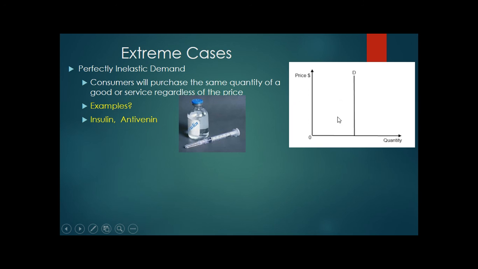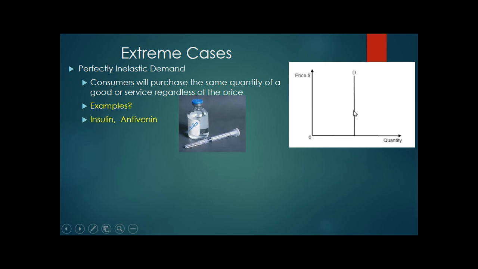Antivenin is the same way. You get bit by a snake, it doesn't matter what the price of antivenin is. You're not going to argue about the price when you get to the clinic, and you're not going to be stocking up on antivenin if you've not been bit by a snake, right? So those perfectly inelastic demands are characterized by a vertical line.